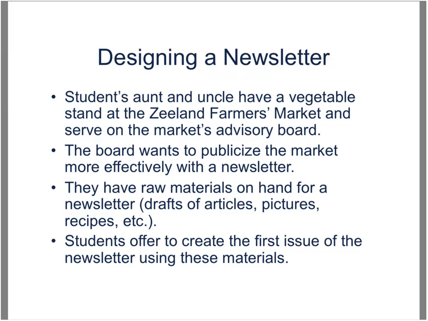In this scenario, students are given a fictional aunt and uncle who have a vegetable stand at the Zealand Farmers Market, and the aunt and uncle also serve on the Market's Advisory Board. The board decides they want to publicize the market more effectively by having a newsletter, but they don't have the skill to develop one or the time. They do, however, have raw materials on hand for the newsletter, things like drafts of articles, pictures, recipes, clip art, things like that, and that's provided in the resources section.